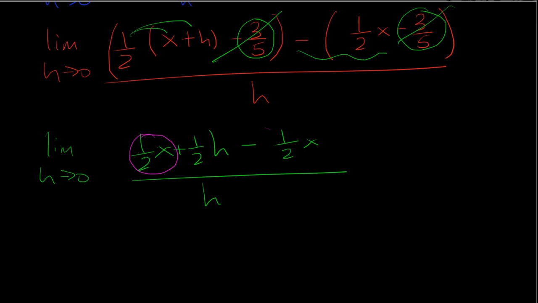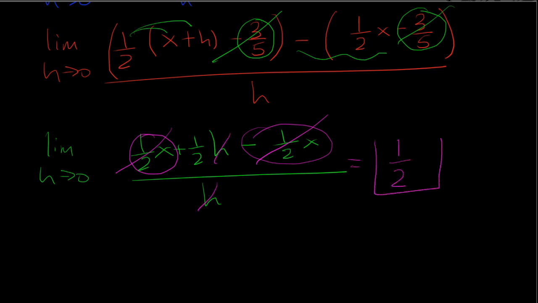The 1/2 x, the negative 1/2 x will go away. I'm left with 1/2 h over h. H cancels, and I'm left with 1/2. So the derivative of 1/2 x minus 3/5 will just be 1/2.